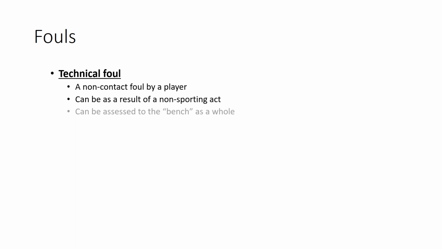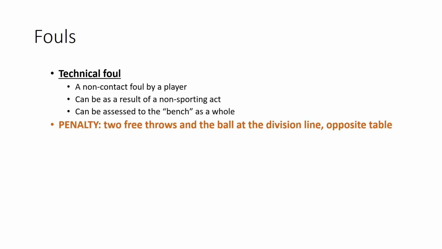Another type of foul is the technical foul. This is a non-contact foul by a player and can be as a result of a non-sporting act. We can also assess a technical foul to the bench as a whole. The penalty for a technical foul is 2 free throws for the opposing team, but in this case, the opposing team gets the ball at the division line opposite table rather than at the point of interruption. Make sure you know what the enforcement is for these penalties.